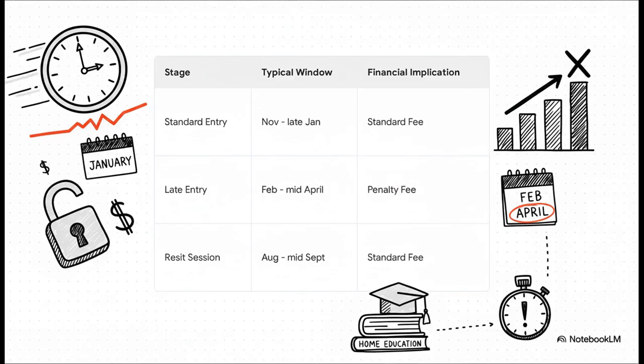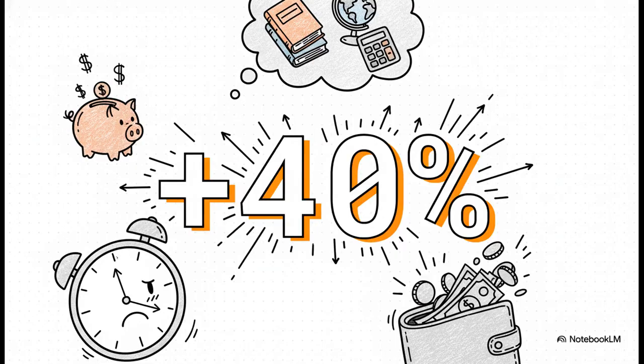This timeline is no joke. The standard entry for summer exams usually closes in late January. Miss that, and you're rolling into the late entry period, which comes with a pretty painful financial penalty. Yeah, just look at that number. A late entry can jack up the fee for a single subject by over 40%. That's not just a slap on the wrist. That's a serious hit to the budget. Missing these deadlines has a very real and very expensive consequence.